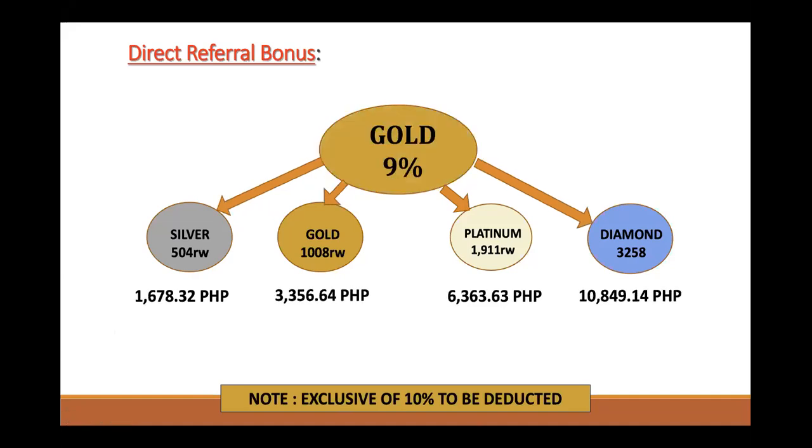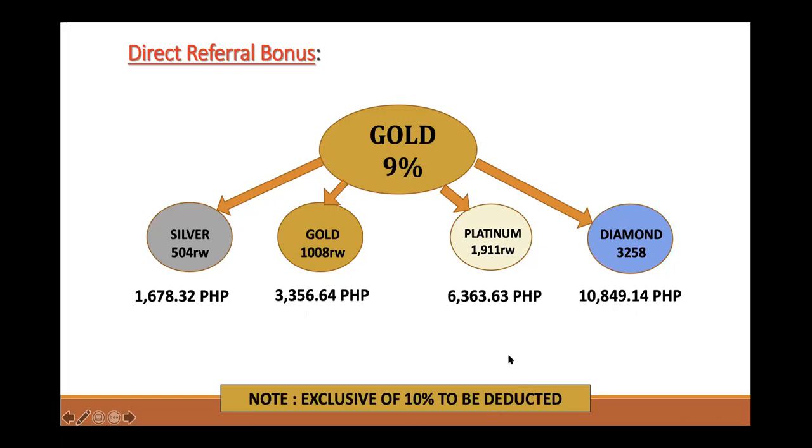Clear? Now, if you sign up as a gold account, your referral bonus is 9%. All right? So, similarly, when you sponsor a silver, your income is 1678. You sponsor gold to gold is 3356. You sponsor gold to diamond is 10849.14. Exclusive of 10% to be deducted.